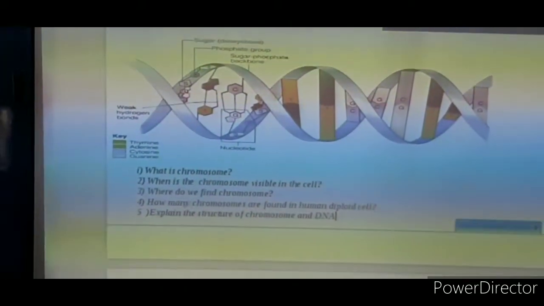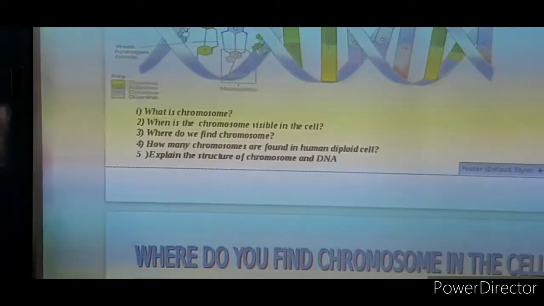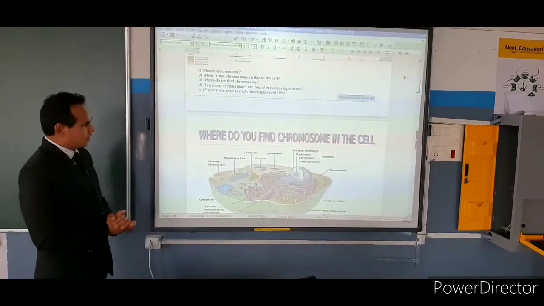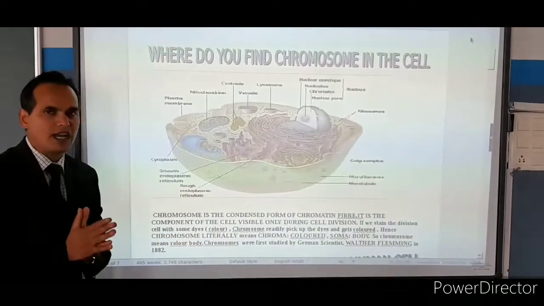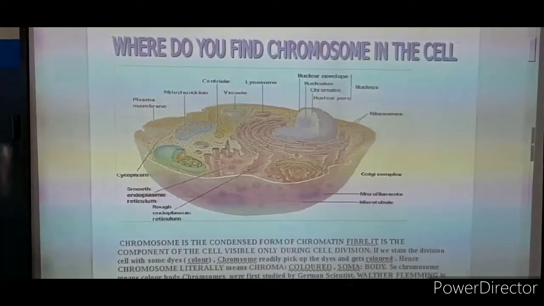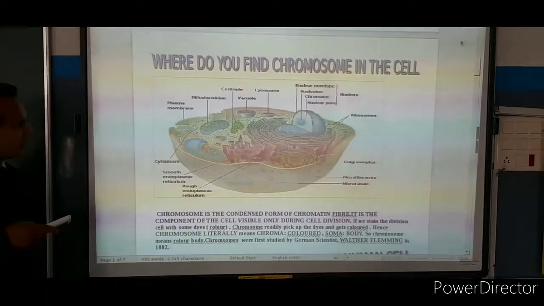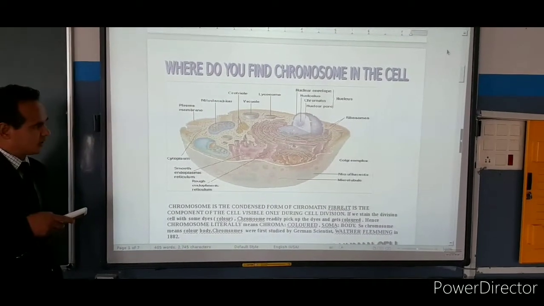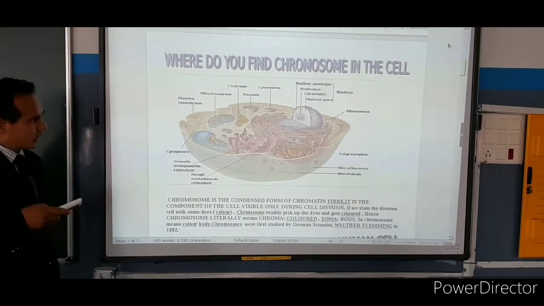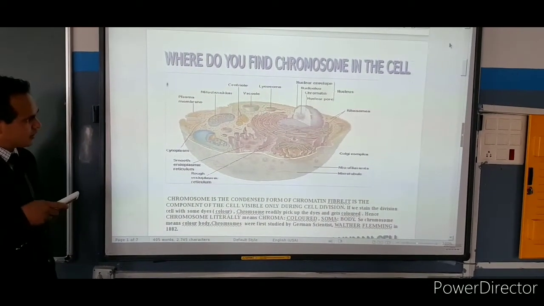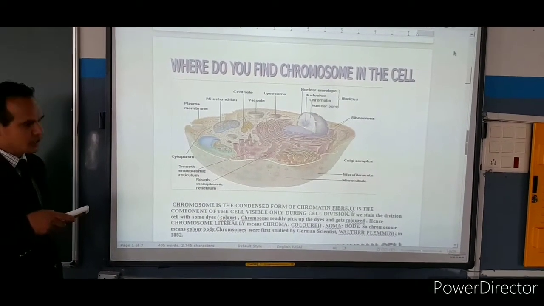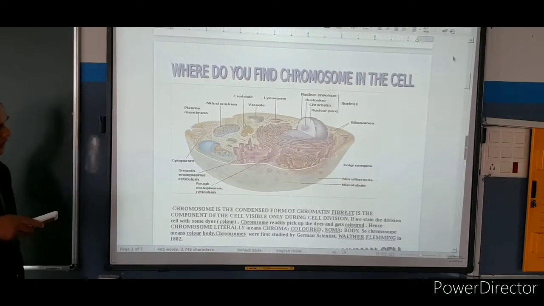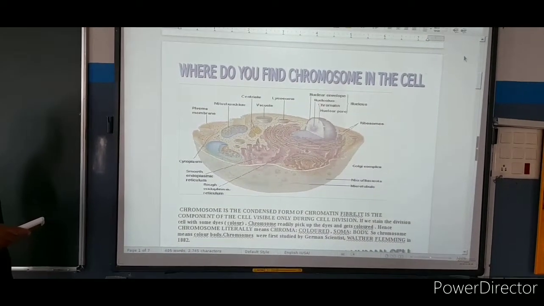So let's go back and first discuss what is a chromosome. When we see the chromosome, this is your cell. We find the chromosomes here in the largest cell organelle called the nucleus. So this is the nucleus, and the rest of these are different cell organelles. You can see this is the mitochondria, this is the cell membrane, and this is the largest cell organelle. In this largest cell organelle, we find the chromosome.